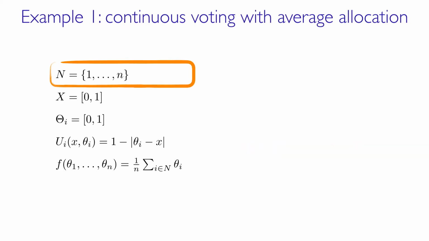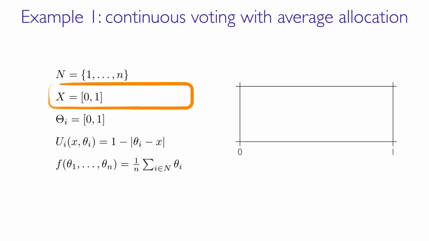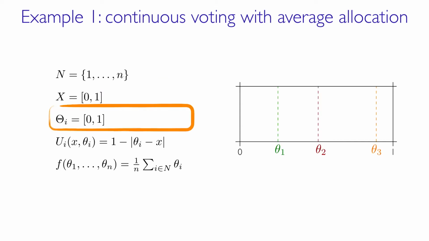Consider this simple example. We have n players. The space of outcomes is the single-dimension compact set [0, 1]. The space of types of every player is defined as the space of types in the range [0, 1]. Suppose that we have 3 players whose types are θ1, θ2 and θ3 in the picture.